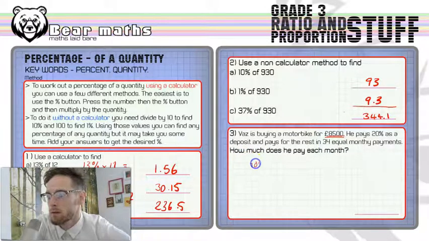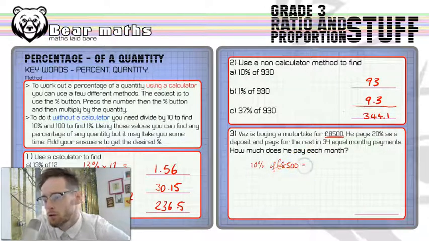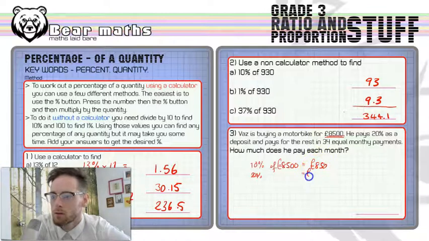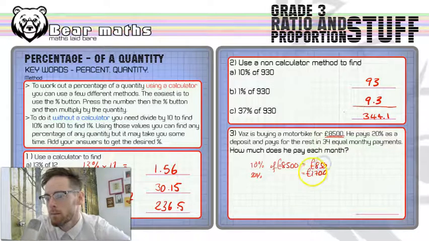So 10% of £8,500 is equal to, if you just divide it by 10, 850 quid. So that means that 20% is double that. It's 2 lots of 10, isn't it? So that's going to be £1,700. There's the amount that he's paid straight away.